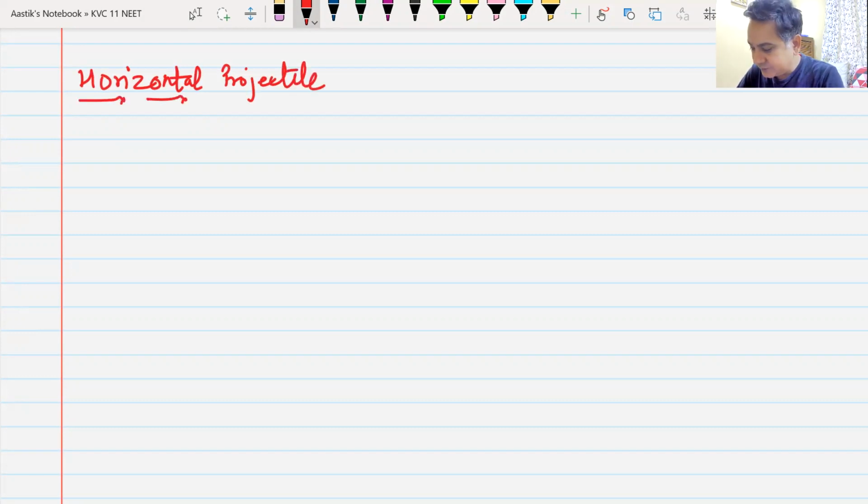Horizontal projectile. How can I make the projectile horizontal? Have you ever wondered how these satellites are launched from Earth? Those are actually very good examples of horizontal projectiles. So what do they do? They put all these satellites in this rocket, yes or no?